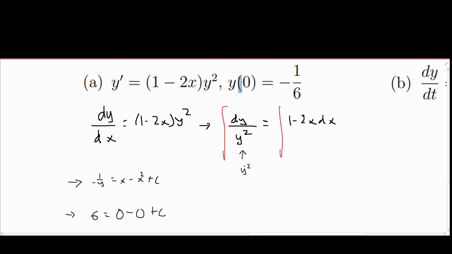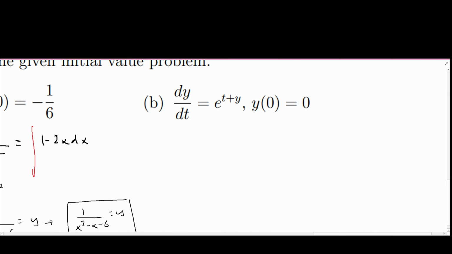Since it's asking us to find the solution, what we have to do is take this part, which we found right here, and set up y properly, which would look like this. After we divide both sides by x squared minus x minus c, and we multiply both sides by y, we can plug in our c, which is 6, and we get x squared minus x minus 6 is equal to y.